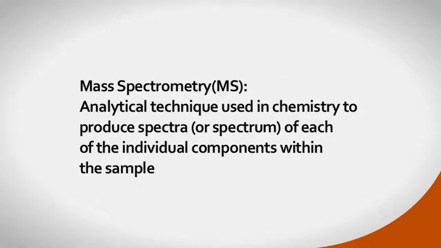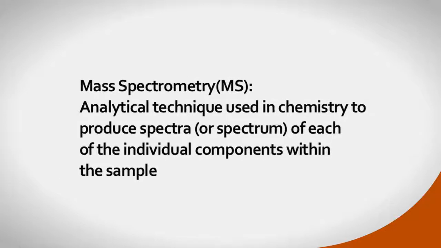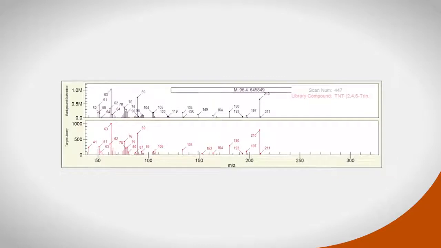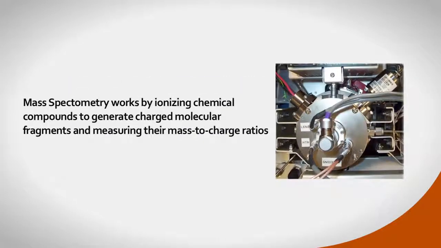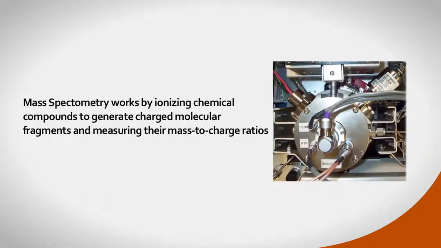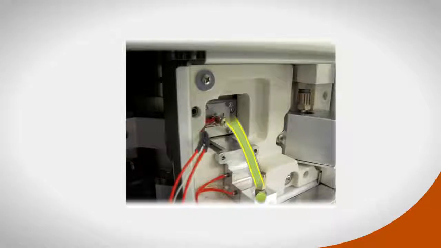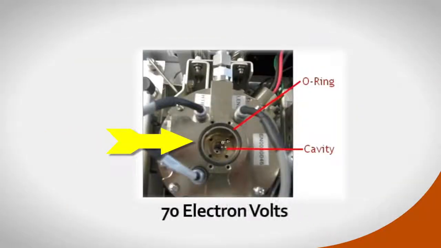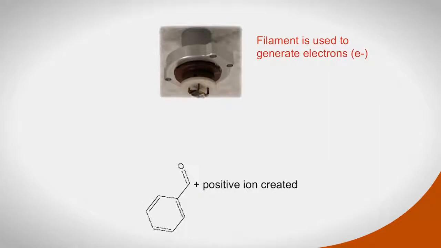Mass spectrometry, or MS, is used to produce spectra, or a unique spectrum, of each of the individual components within the sample, thereby providing their chemical identity. MS works by ionizing chemical compounds to generate charged molecular fragments and measuring their mass to charge ratios. After passing through the GC column, the molecules are blasted with electrons at 70 electron volts, which cause them to break into unique fragments that turn into positively charged particles called cations.